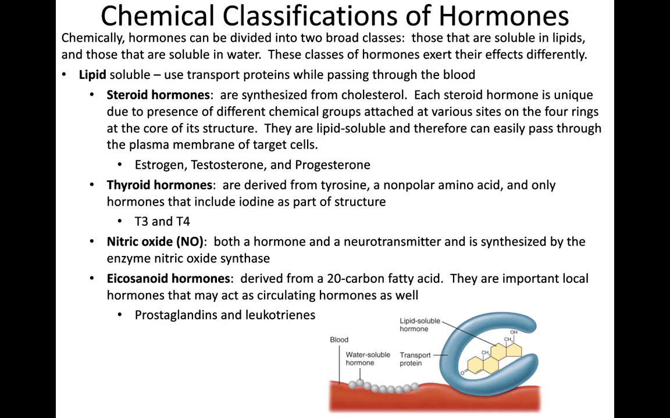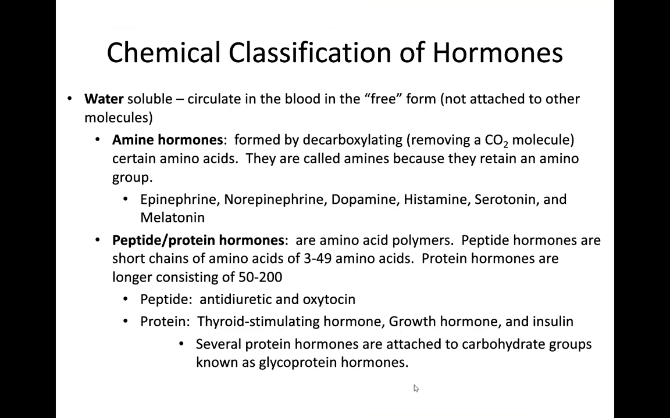Okay. When we talk about lipid soluble hormones, the most common types that we'll talk about fall into the first 2 categories, the steroids and the thyroids. Okay. Now, looking at this illustration, we show that lipid soluble hormones need a transport protein, whereas water soluble hormones, they don't. They can circulate in the blood in what we would call the free form, which means that they're not attached to other molecules.